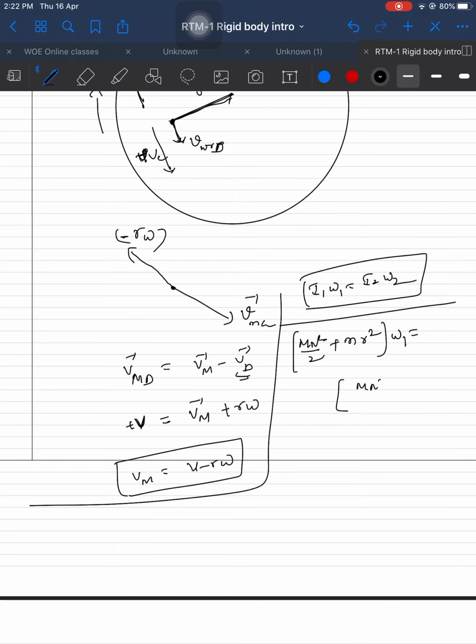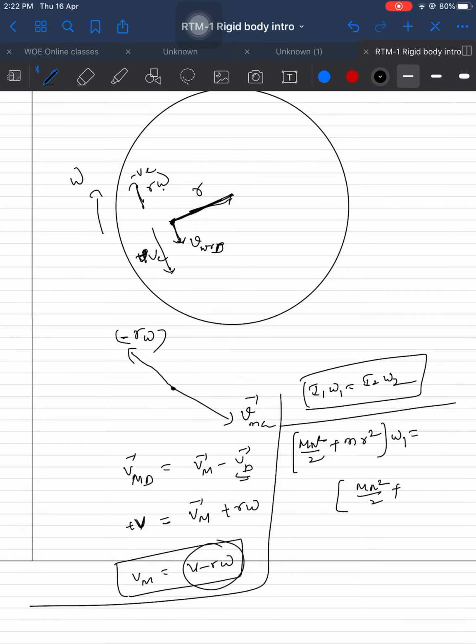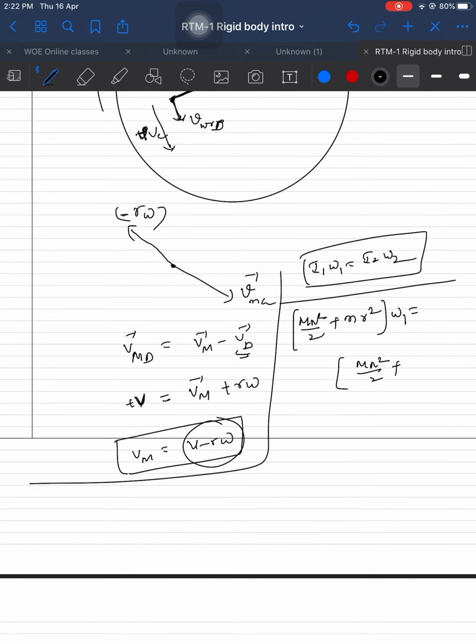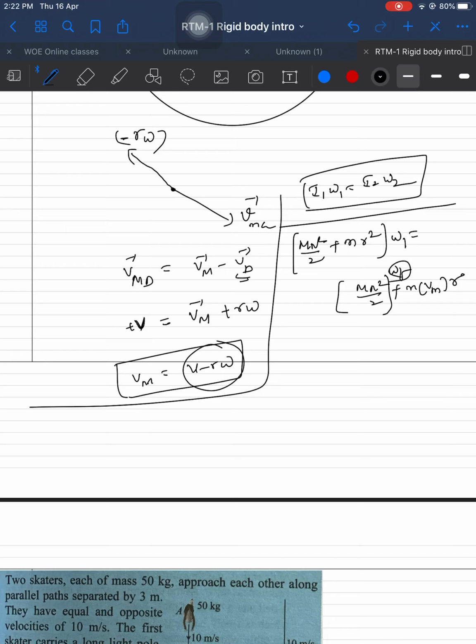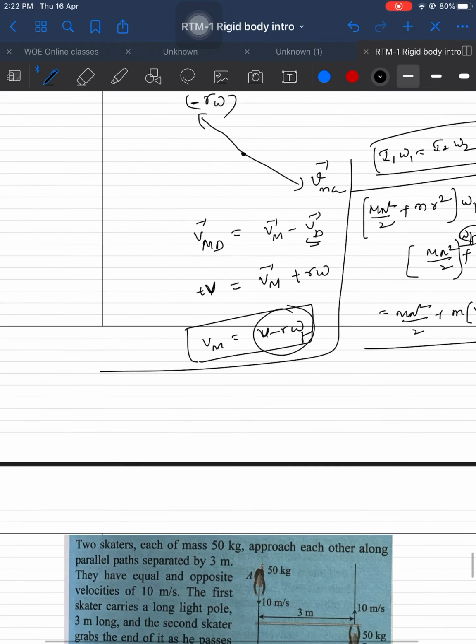Finally, it is equal to mr square by 2 plus, he is moving with the velocity v, and the angular velocity is r, m into, say, omega final, m v, velocity of man with respect to ground, into r. How to get the angular velocity omega f? Omega f is equal to v minus r omega f. So substitute the Vm value here: m r square by 2 plus m into v minus r omega f, into r. So equate these two expressions, then you will get the answer.